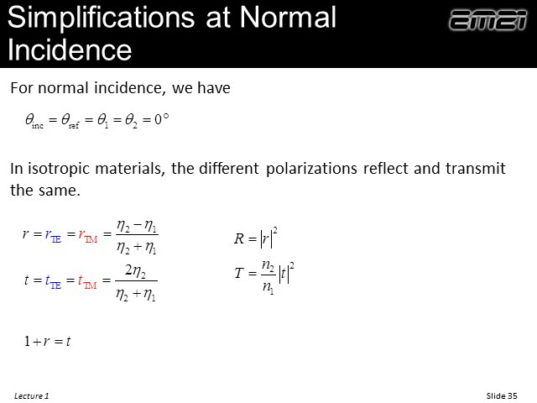When our wave is coming straight in at an interface at normal incidence, things simplify a lot. And in fact, our reflection and transmission coefficients for the two polarizations become the same thing, and our equations simplify considerably. So very often, when we're using this to measure material properties, for example, people will just do this at normal incidence because it's a simpler configuration.